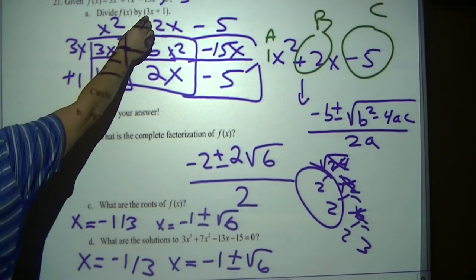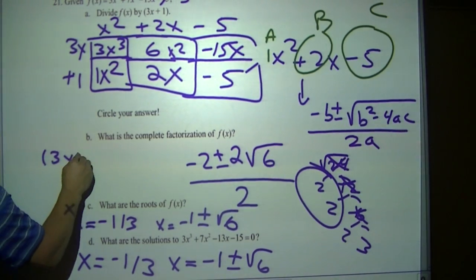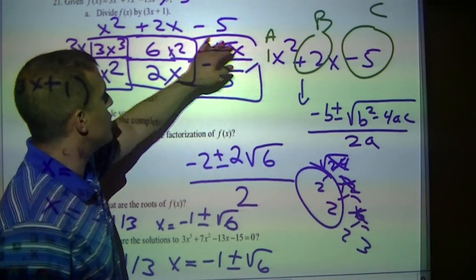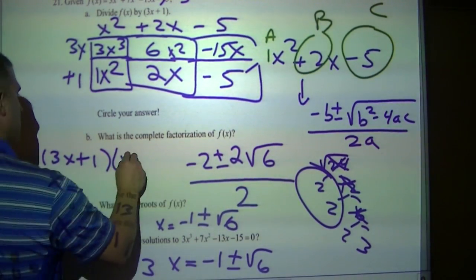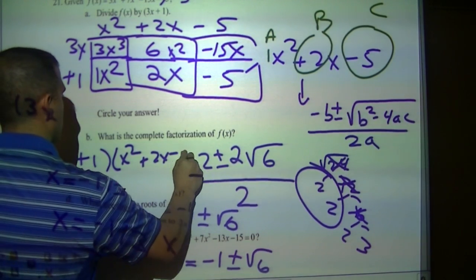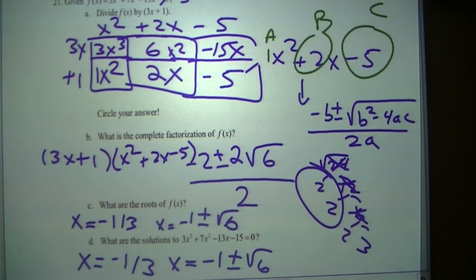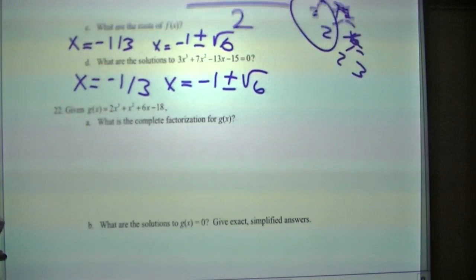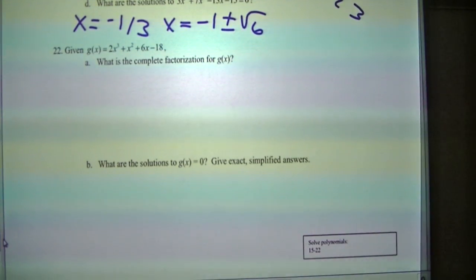Now, as far as the factorization, I got a factor already in 3x plus 1. If what you got was a nasty decimal, you use just that part of the quadratic formula that you did to get the other factorization. What is the complete factorization?